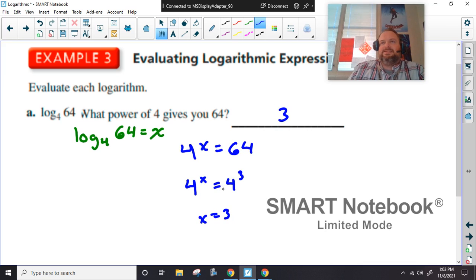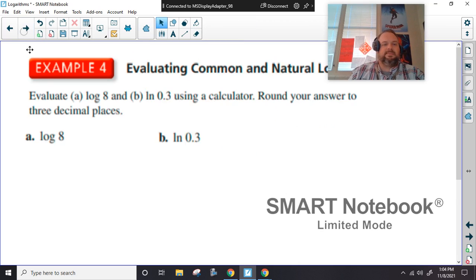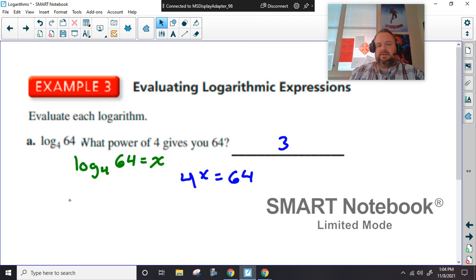Y'all aren't going to think like this. Y'all are going to think, I'm going to start typing in 4 to some power to find out what gives 64. So why would I need to show y'all this? That's what I would have done. To me, writing it down and doing all that is too much. I would rather type it in the calculator. Oh, and by the way, there weren't very many good examples on the rest of them, so that's why we only have one example on example 3.